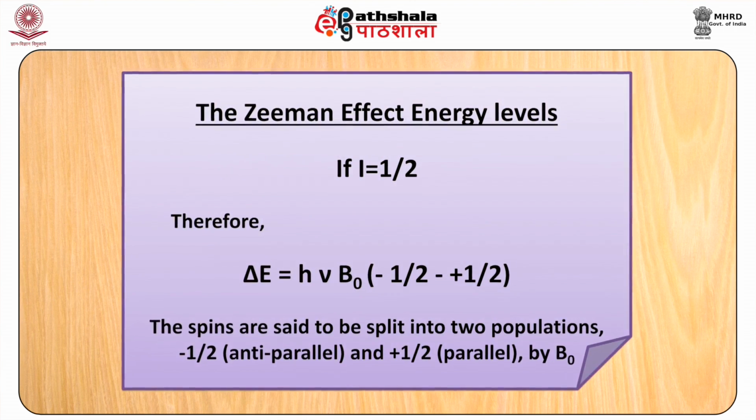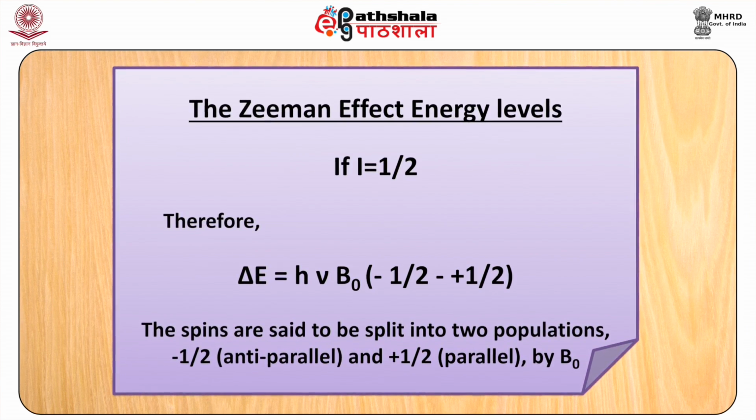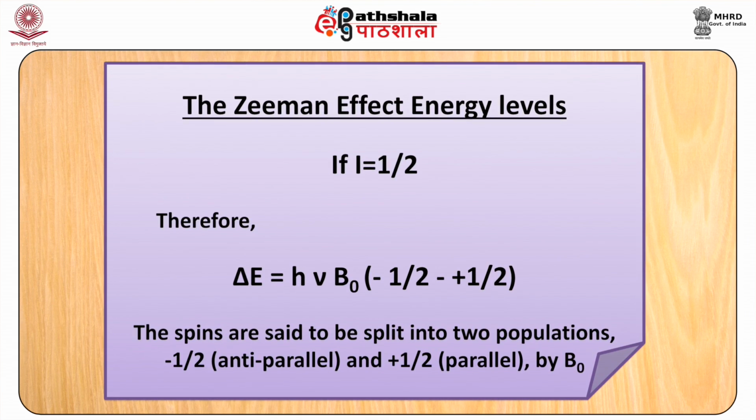The Zeeman effect energy levels are: if I equals half, then delta E given by h nu B0 is minus 1/2 minus plus 1/2. The spin states are said to be split into two populations, minus 1/2 which is anti-parallel and plus 1/2 which is parallel to B0.